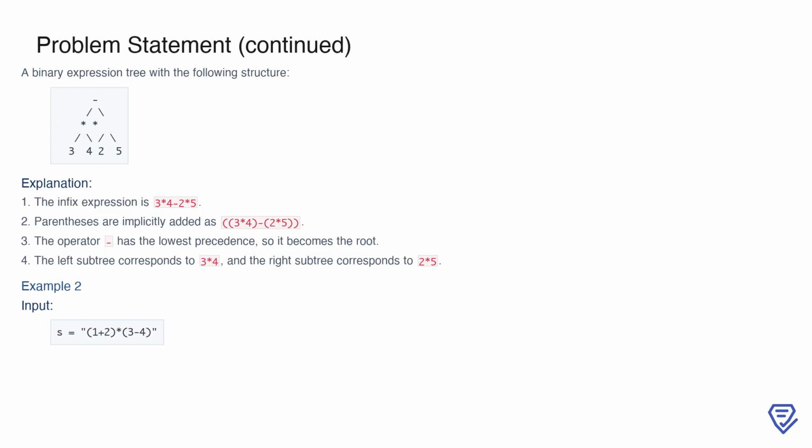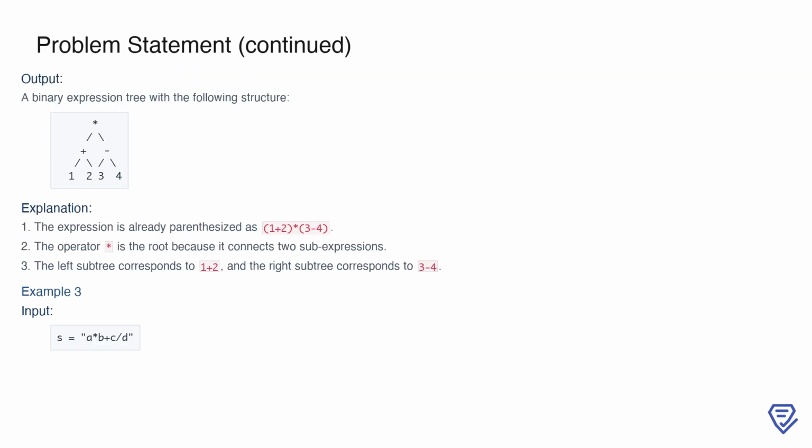Parentheses are implicitly added to the expression as open parenthesis 3 times 4 close parenthesis minus open parenthesis 2 times 5 close parenthesis to make the precedence clear. This ensures that the multiplication operations are evaluated before the subtraction. The tree structure reflects this precedence, with asterisk nodes as the children of the dash node, and their respective operands as leaf nodes. This hierarchical structure is what allows the tree to represent the entire expression correctly.